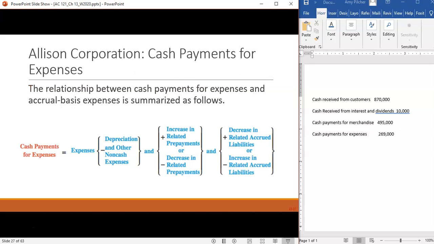So cash payments for expenses, we already kind of walked through this. So we start with the expenses from the income statement. Take your operating expenses from the income statement. You're going to subtract depreciation and any other non-cash expenses, such as amortization. And then we're going to add or subtract our changes in our prepaid accounts, and then add or subtract our changes in any accrued liabilities account. It might not just say accrued liabilities. It might say salaries payable. That's an accrued liability.